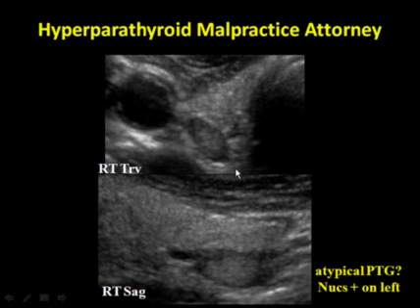He had this hypoechoic mass posterior to the lower pole. It was slightly atypical in that it was more echogenic than is typical for a parathyroid adenoma. The nuclear medicine sestamibi study was actually positive on the opposite side.